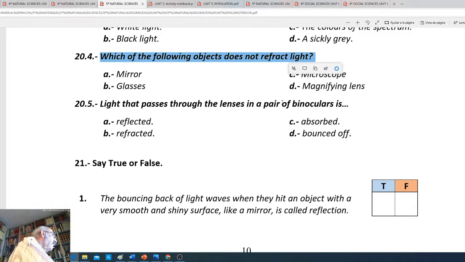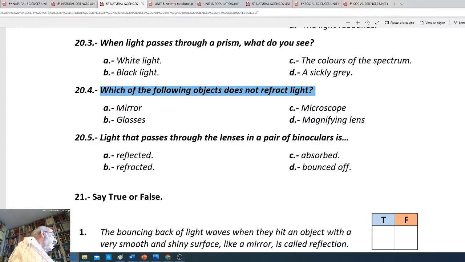Which of the following objects doesn't refract light? Mirror, glasses, microscope, a magnifying lens. Okay, mirror, glasses, microscope, magnifying lens. What do you think? A, B, C, or D? What do you think?